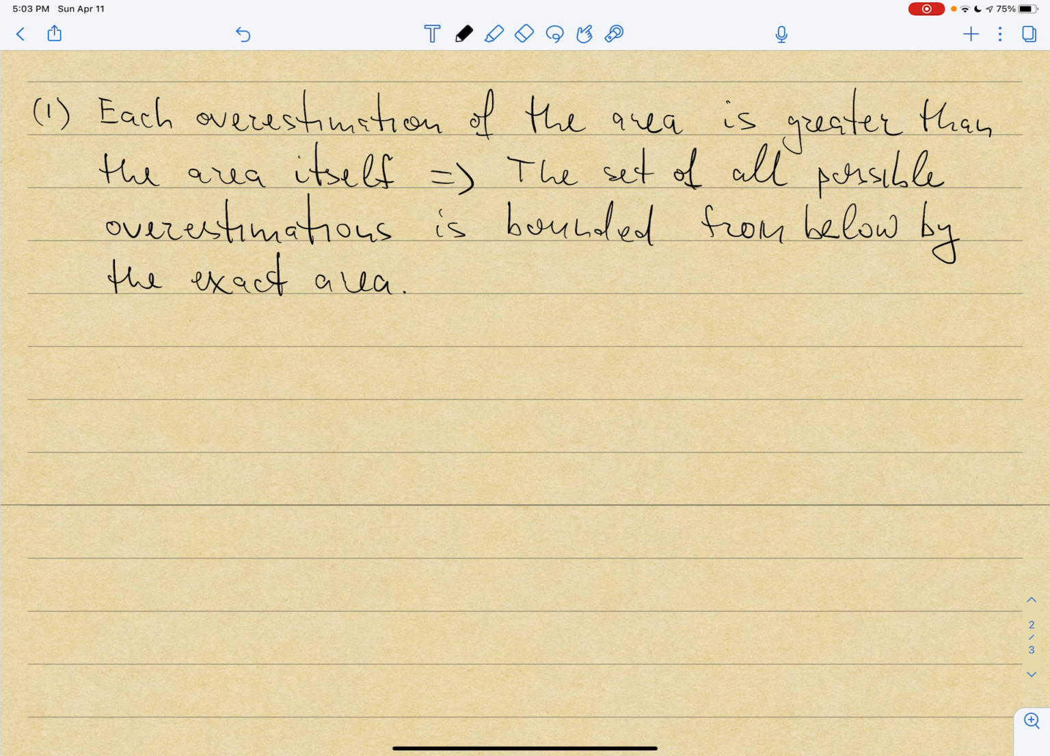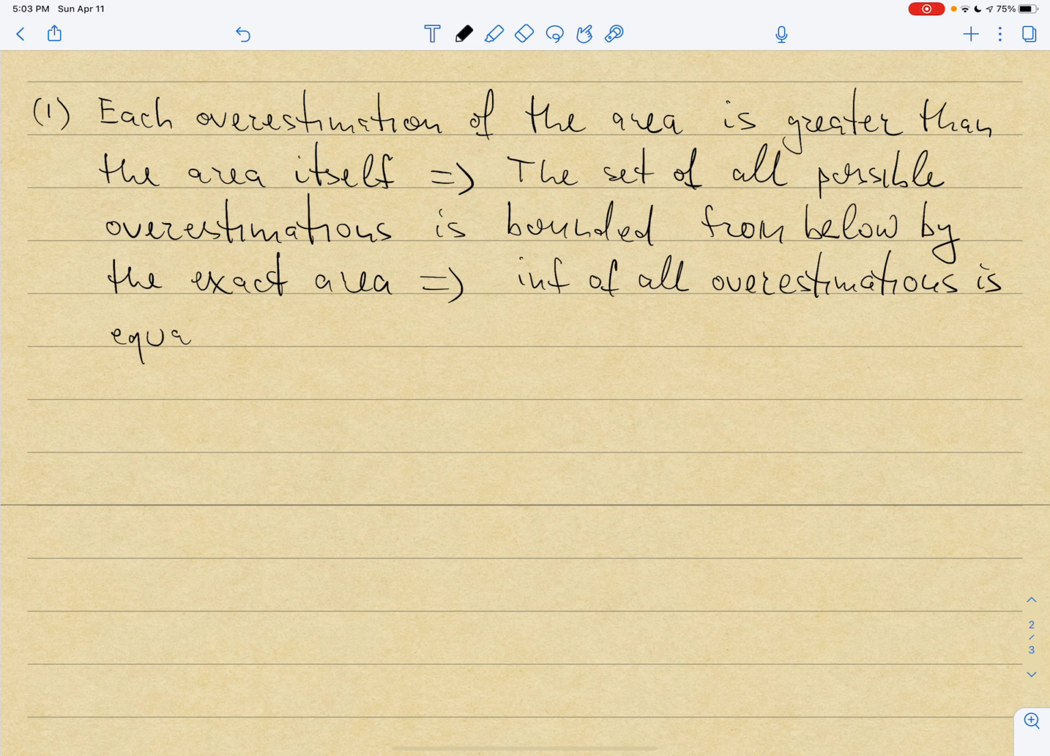All right. And so then hopefully the infimum of all overestimations is going to be equal to the area under the graph.